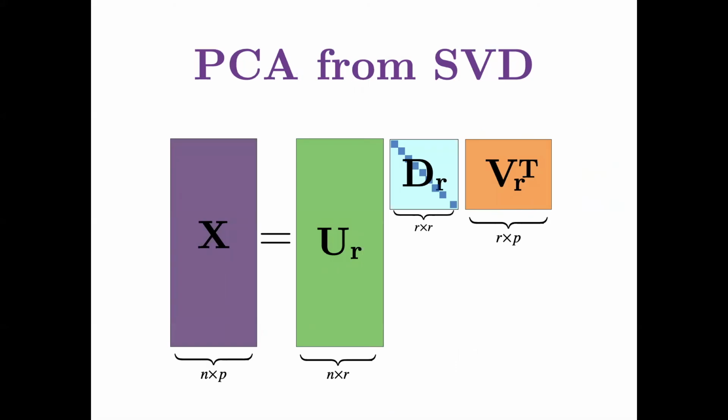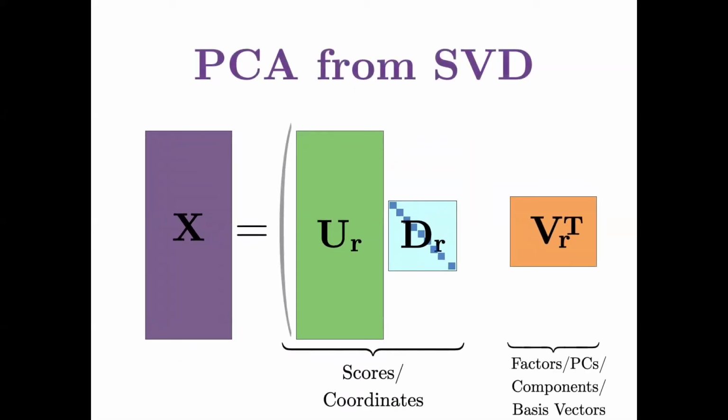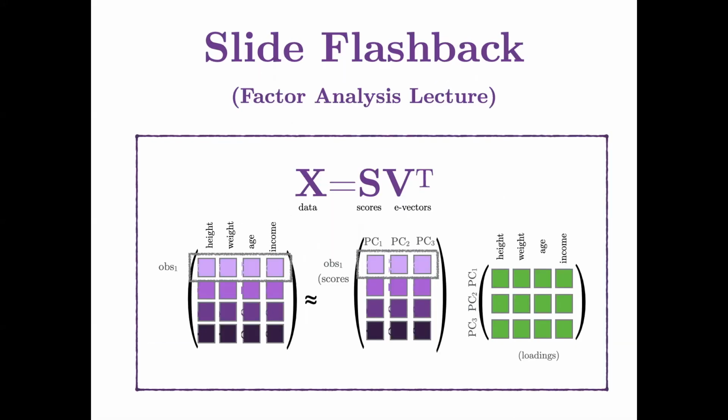So in order to see that, let me just show you how the matrix factorization typically works out. Usually the matrices U and D are multiplied together to form the scores or the coordinates. And the matrix V is the set of basis vectors. So the factors, principal components, basis vectors, those are all words for the same thing, the columns, or the rows, of V transpose. Right now, I would like to flash back through a couple of lectures and pull up some slides that we've seen before.